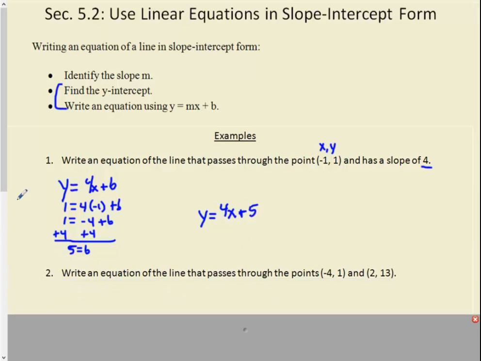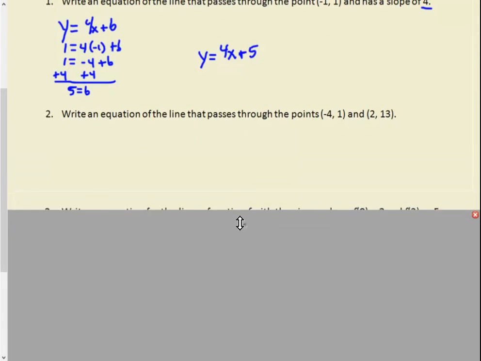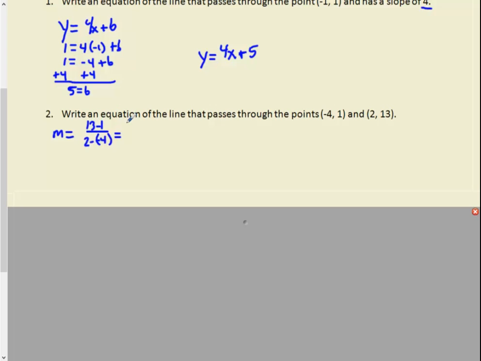Alright, and number 2, write an equation of the line that passes through the points -4, 1 and 2, 13. Here we don't know the slope, so we're going to have to calculate it. So I'm going to take 13 minus 1 in the numerator. And then remember, because I started with 13 here, I have to start with 2 for the x coordinates. So 2 minus -4. So we have 13 minus 1 is 12. 2 minus -4 is 6, and that simplifies to 2.